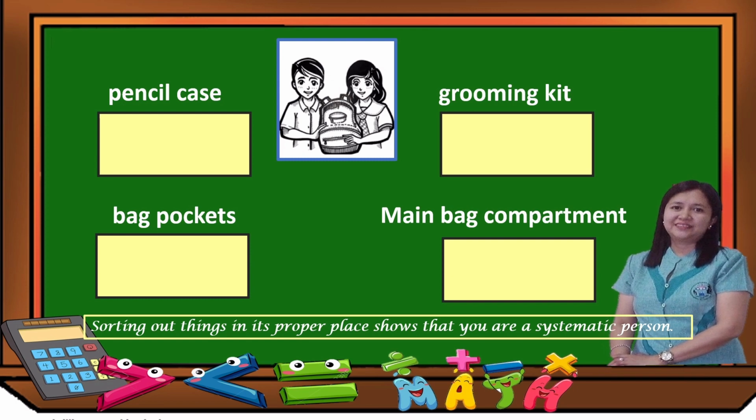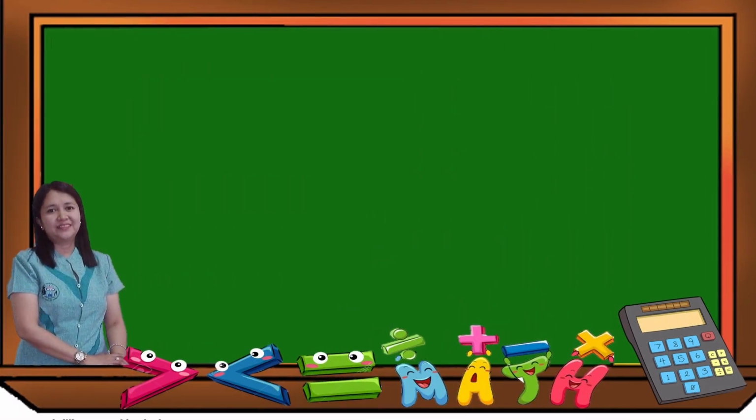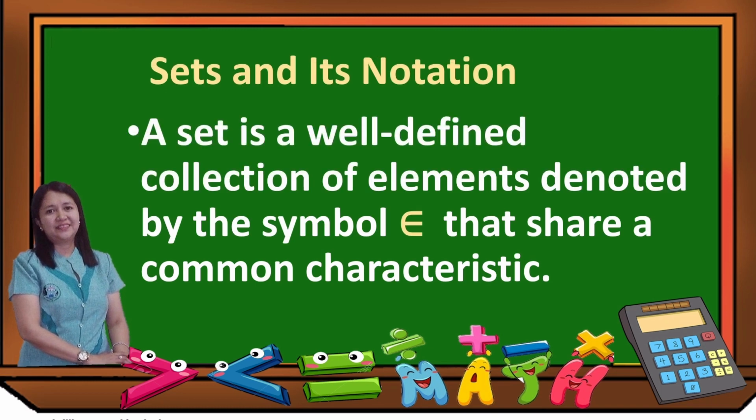How about for grooming kit? For bag pockets? Main bag compartment? Okay, very good. Class, remember that sorting out things in its proper place shows that you are a systematic person. So let us start with our lesson, sets and its notation.